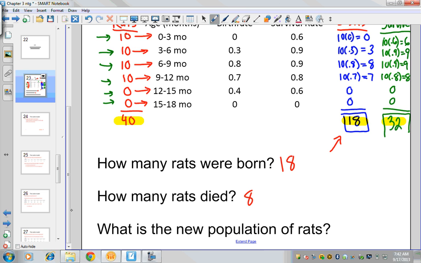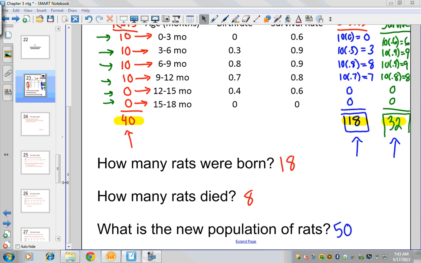But what is the new population of rats? Here's what I want to make sure you're aware of. If 32 rats ended up surviving and 18 rats were born, what is the new population? You just simply add those together. So you add the birth rate and survival rate, and you get a total of 50. Originally we had 40, and now we have 50. So that means we actually increased by 10 rats.